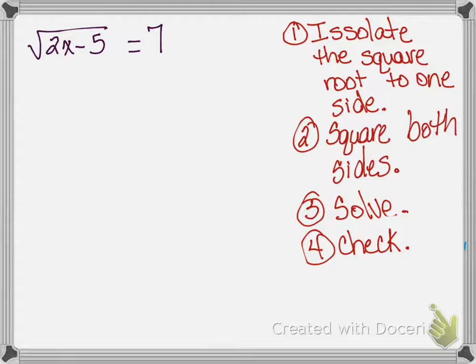So, I've got the square root of 2x minus 5 equals 7. I have already isolated the square root to one side. I've already done that. Okay? The square root of 2x minus 5 is isolated. So my second step is to square both sides.